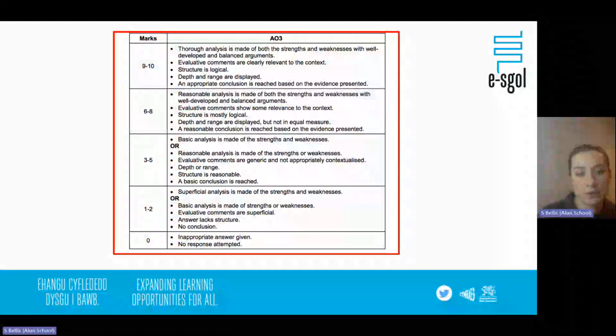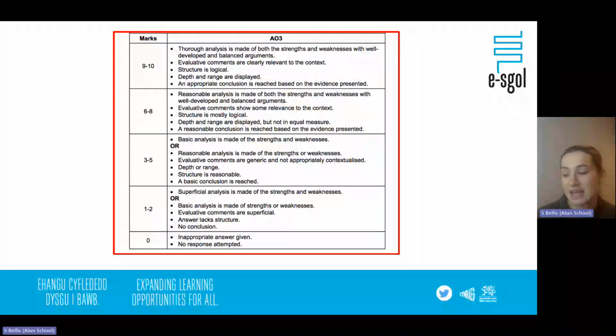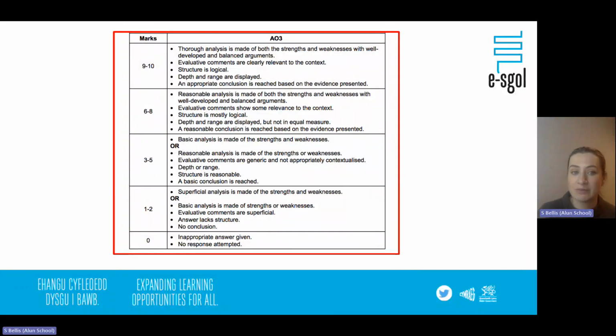You will get 0 marks for an inappropriate answer. Inappropriate may mean that you may be asked to evaluate the biological approach, and you evaluate the cognitive approach. It's inappropriate, it's not right, you've not read the question correctly. So you would probably get a 0 for that. You would also get a 0 if you do not attempt the question and you leave it blank. But good exam practice is never leave a question blank, just give it a go. You might at least get some marks, even if you're completely stuck and you feel stressed out. Trying your best to answer every question is really good exam practice.